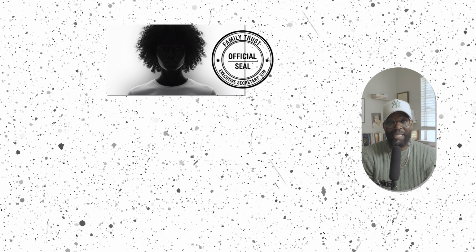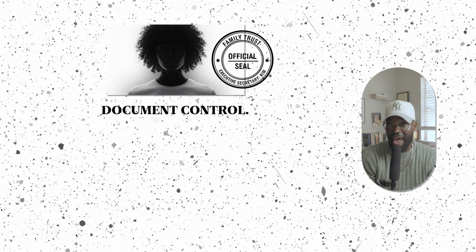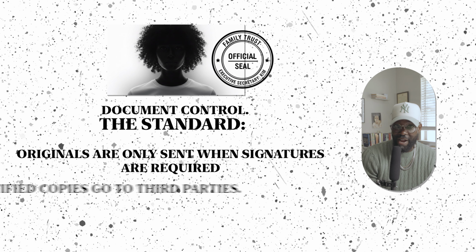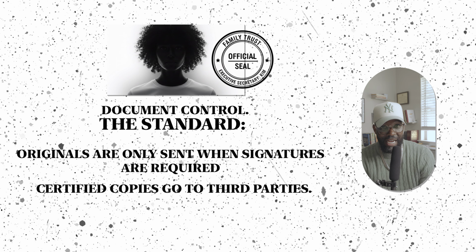Here is where the executive secretary earns their position: document control. It's not just about having the documents, it's about knowing where they are at all times and controlling how they move. Here's the standard. Originals are only sent when signatures are required. Certified copies go to third parties. Every document is tracked through the entire signing process. Why does this matter? Because once documents start moving, especially across multiple parties or locations, you can lose control fast. And once you lose control of your documents, you lose certainty over your structure.